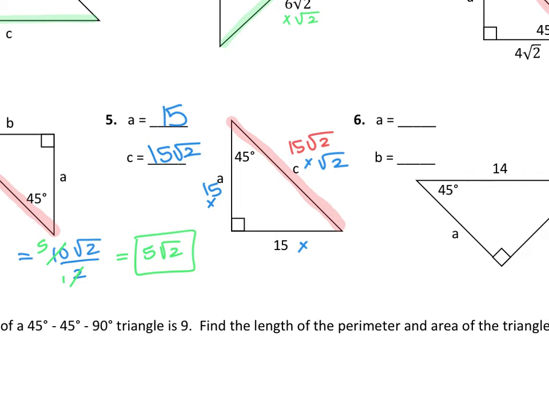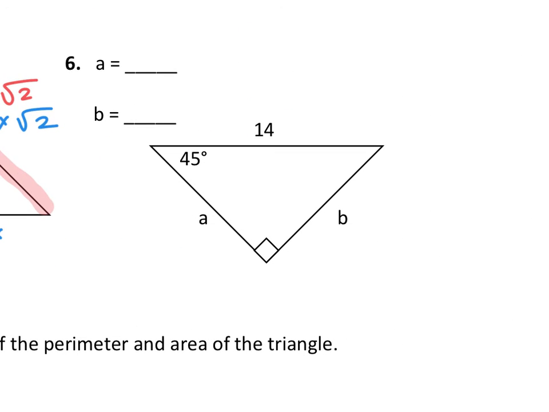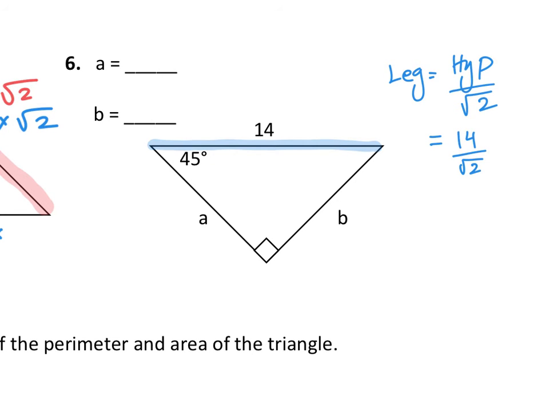Now if I move on to number 6, the hypotenuse is given to be 14, so this one needs a little bit of work. So remember, if you want to find the leg, you need to divide the hypotenuse by root 2. The hypotenuse in this case is 14, so 14 divided by root 2. You need to rationalize. You cannot have the radical on the bottom, so you multiply the top by root 2 and the bottom by root 2.